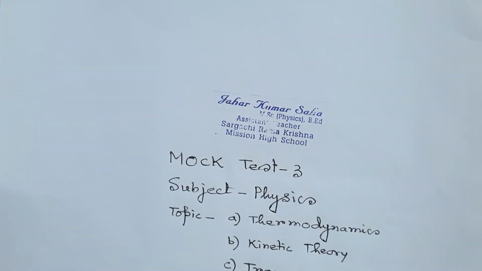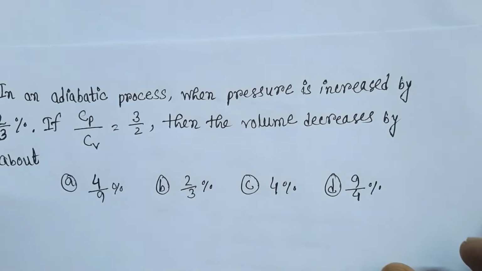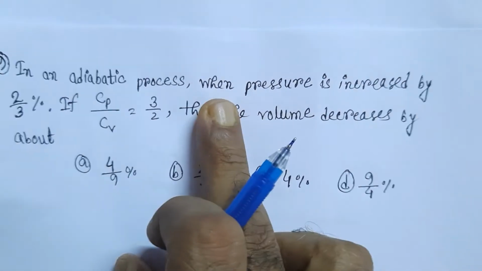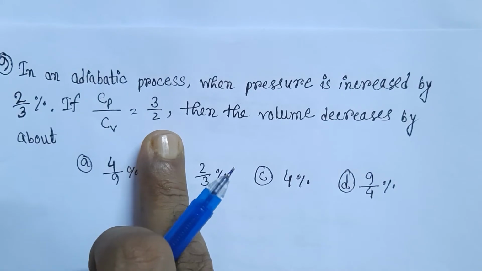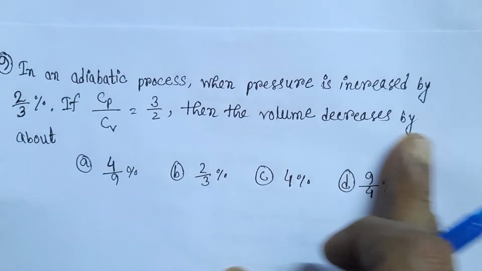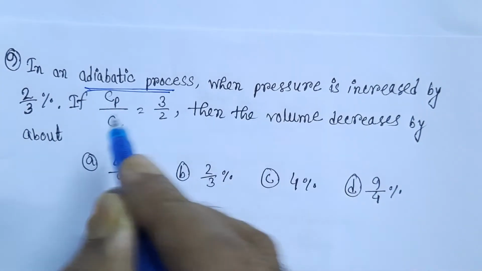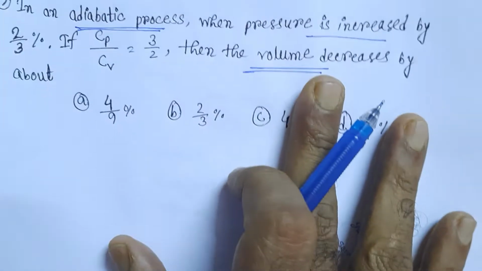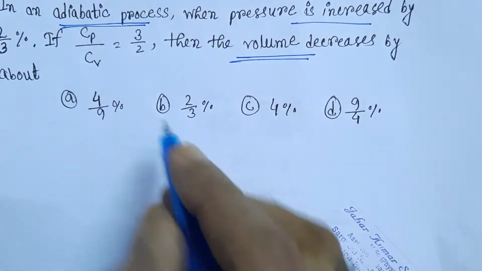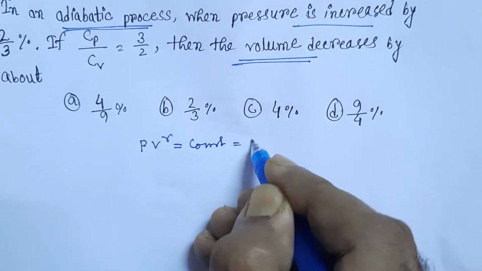Now let us see question number 9. It is also from thermodynamics. In one adiabatic process, the pressure is increased by 2 by 3 percent. If Cp by Cv equals 3 by 2, then by what amount does the volume decrease? In an adiabatic process, the pressure is increased, and we need the change in volume. We know that the relation between pressure and volume for an adiabatic process is P V to the power gamma equals a constant, let it be C.